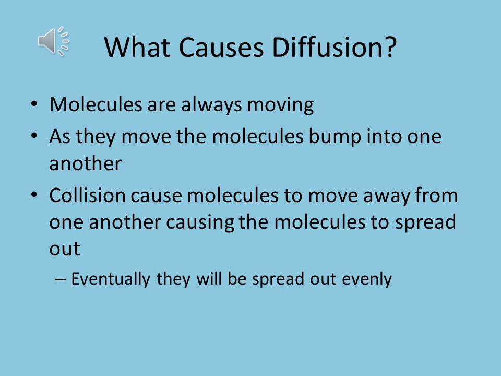So how do these molecules actually move? Molecules are always moving. As they move, the molecules bump into one another. The more molecules there are in an area, the more collisions there will be. Collisions cause molecules to push away from one another. Over time, the molecules of a substance will continue to spread out. Eventually, they will spread out evenly through an area.